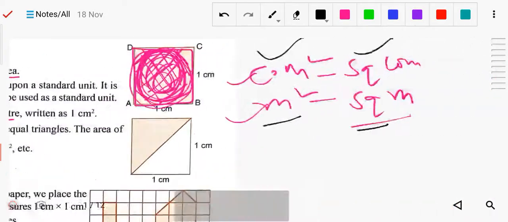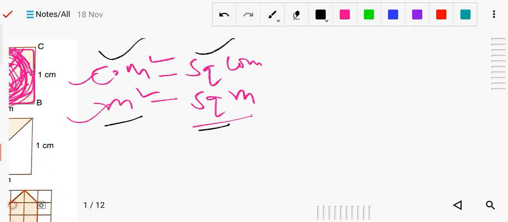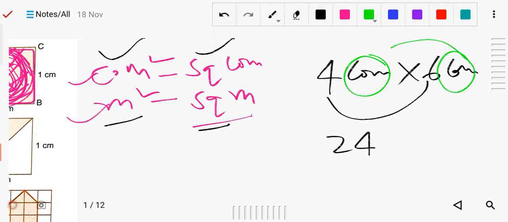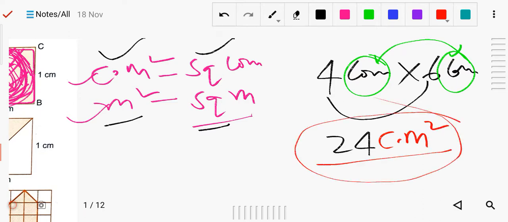Now, why is it square? Because we are multiplying two units. Suppose we multiply 4 centimeter into 6 centimeter. So 6 into 4 will be 24. But this centimeter and this centimeter will also be multiplied. So two times centimeter, that is centimeter square. Centimeter square means centimeter into centimeter, that's why it is centimeter square.